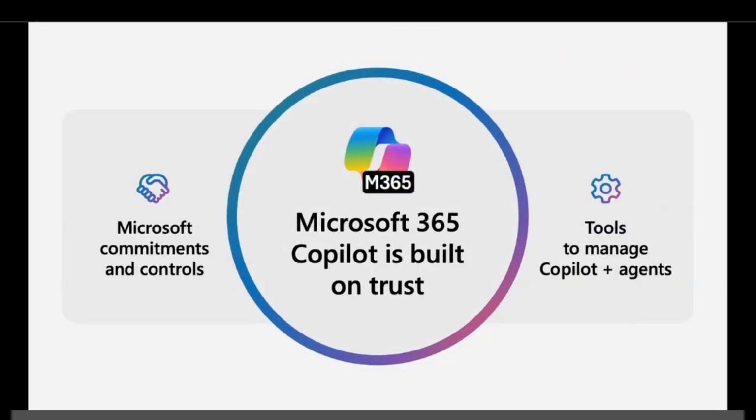It's important to understand that Microsoft 365 Copilot is built on trust. From the first days that we started rolling out Copilot, one of the things that we had in the forefront is we had trust in place and security in place from day one. So we have Microsoft commitments and controls in place for several different organizations and several different governing bodies such as GDPR, ISO certifications, etc. We also provide you with tools that will help to manage both Copilot and agents. We're going to walk through several of those today.